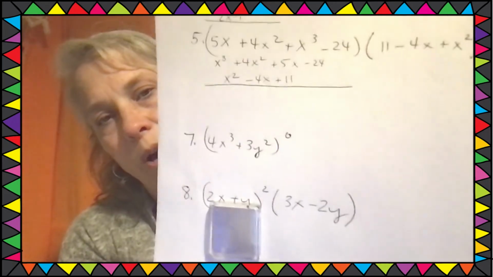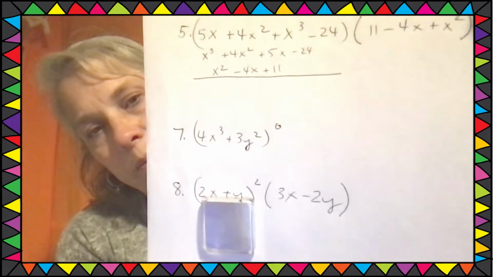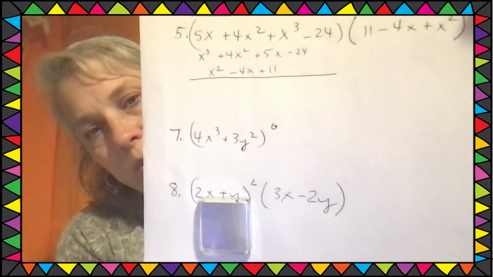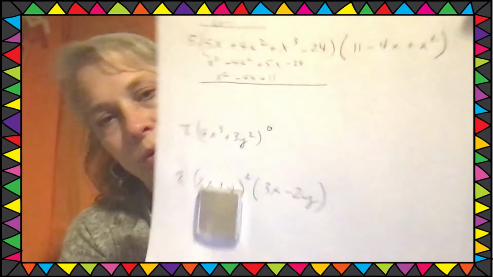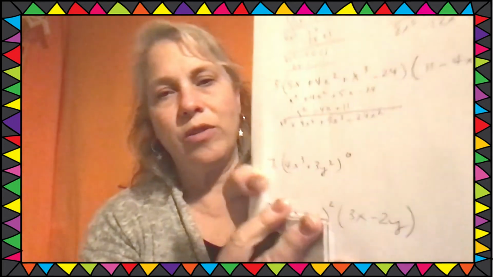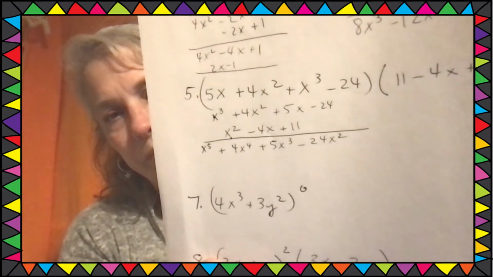Now this is going to be about 3 rows because the bottom polynomial is 3 terms. So that means I'm going to have 3 rows. So I don't have a lot of room there, do I? All right, so x squared times x cubed is x to the 5th, plus x squared times 4x squared is 4x to the 4th. X squared times 5x is plus 5x cubed, minus 24x squared. Okay, so that is the first one.